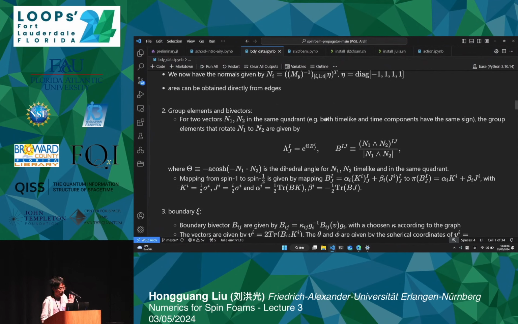Here, remember, the Lorentzian group SO(1,3)+ will only boost vectors in the same quadrant. Namely, for example, if they are both time-like, they need to have the same T component.